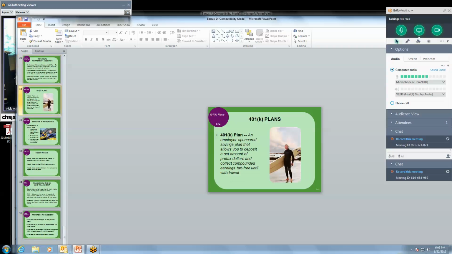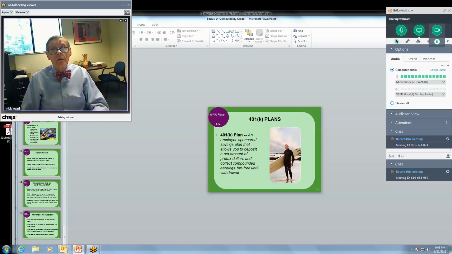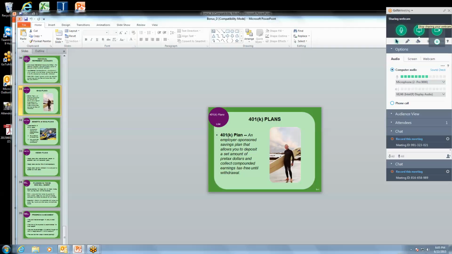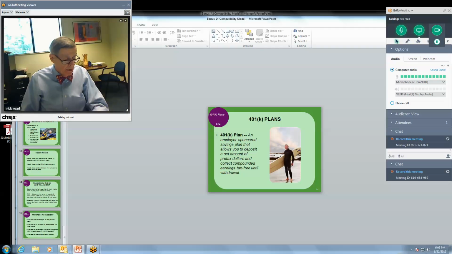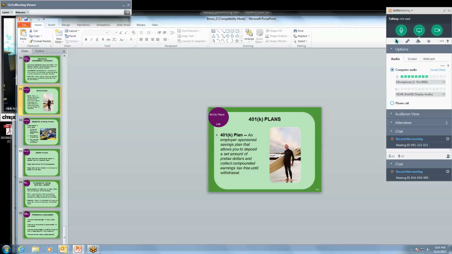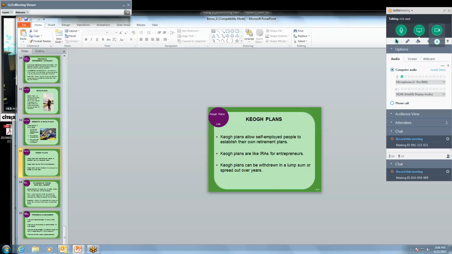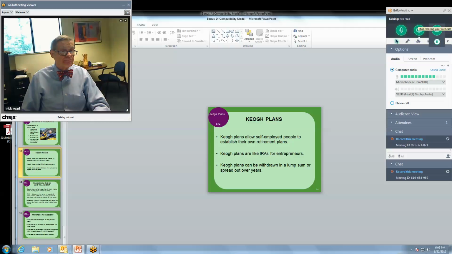As for 401(k) plans, usually they're sponsored by employers, but you can buy them through a bank or some other financial institution, especially if you're a sole proprietor or you're self-employed. There are also Keogh plans. We're going to talk about that next. That's the same type of thing, except that's for self-employed people. It can be withdrawn as a lump sum or spread out over years. Same way with an IRA, by the way.